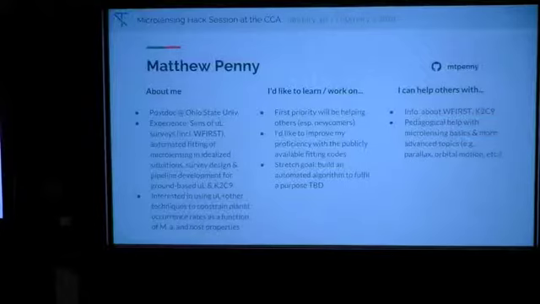Hi, I'm Matthew Penny. I'm a postdoc at Ohio State. I've got extensive experience simulating microlensing. In my early career, I did some automated fitting of binary microlensing events with various levels of success. I think about survey design a lot and pipeline development as well.